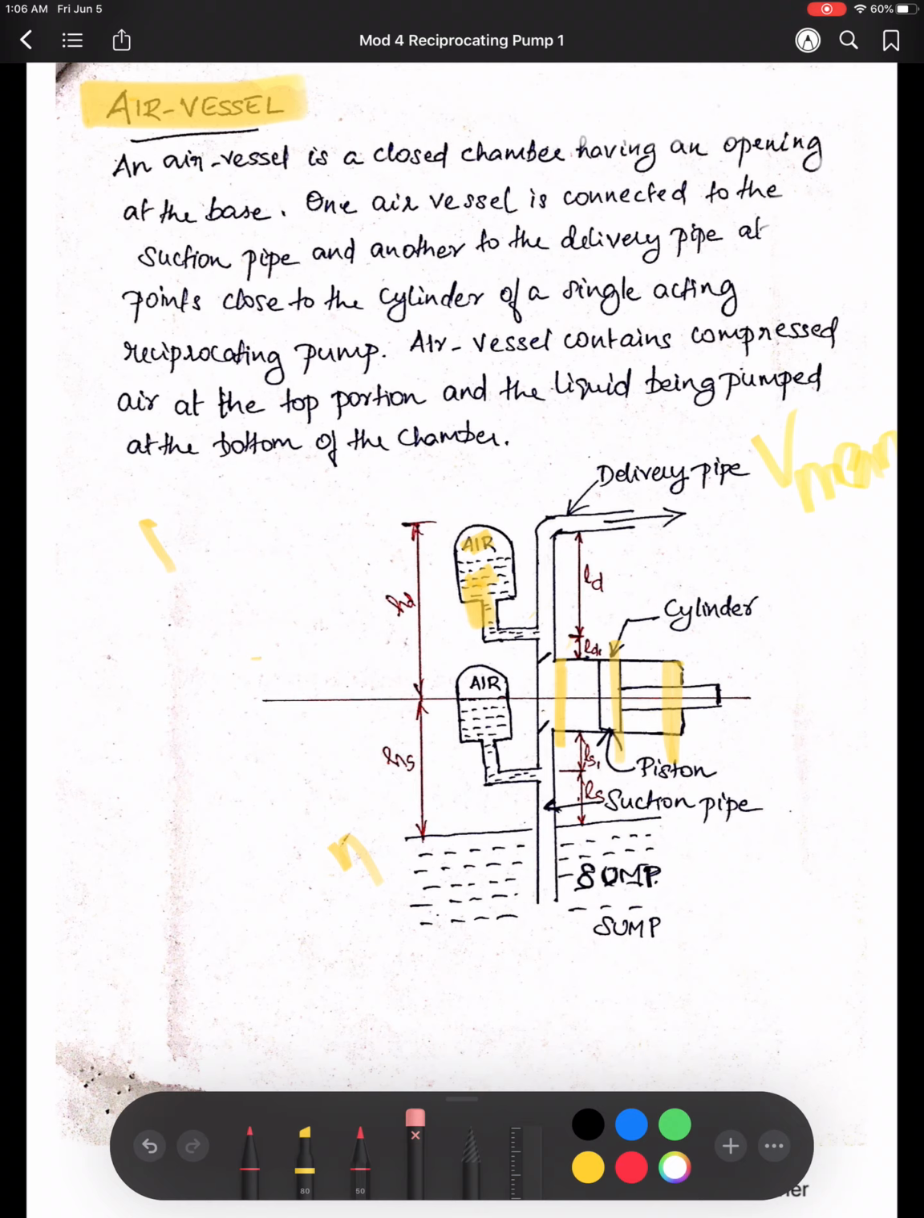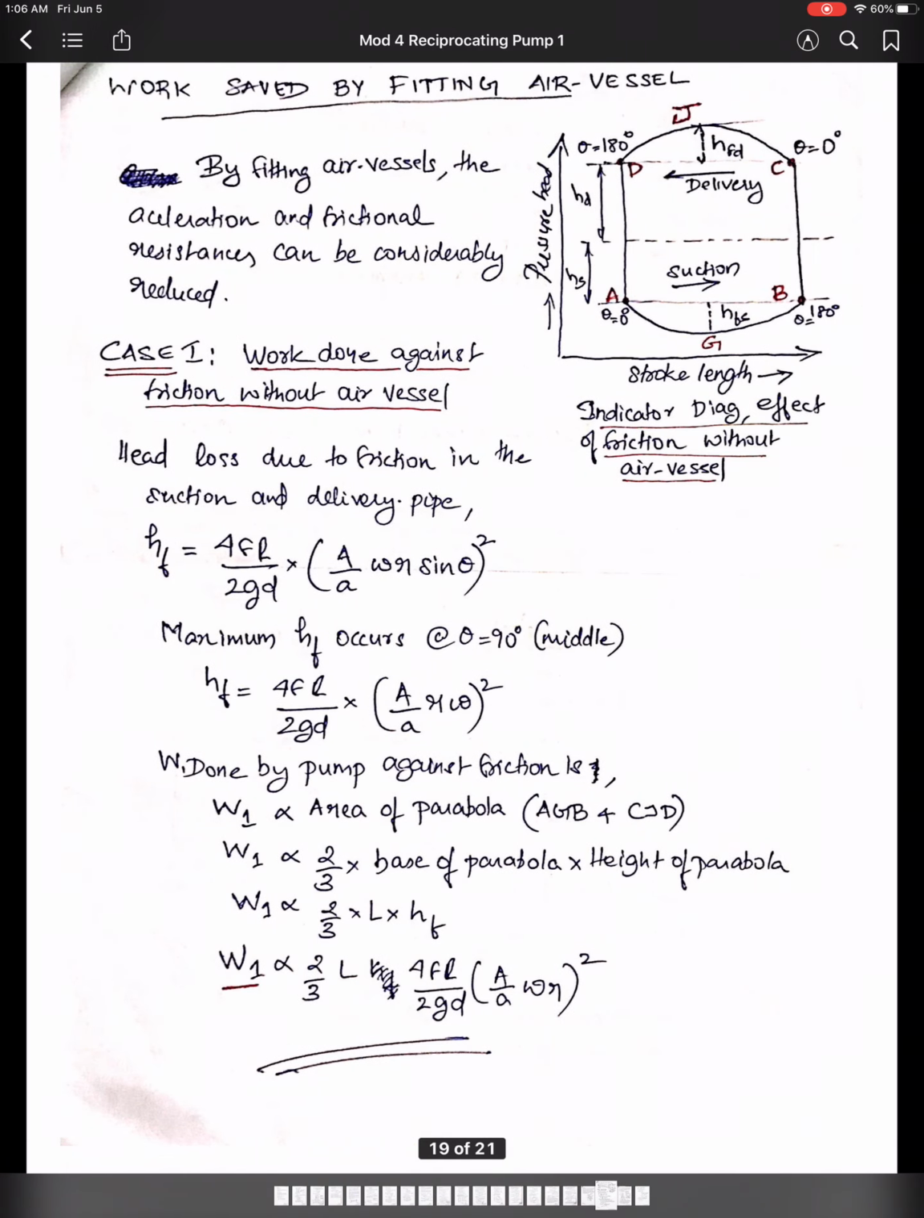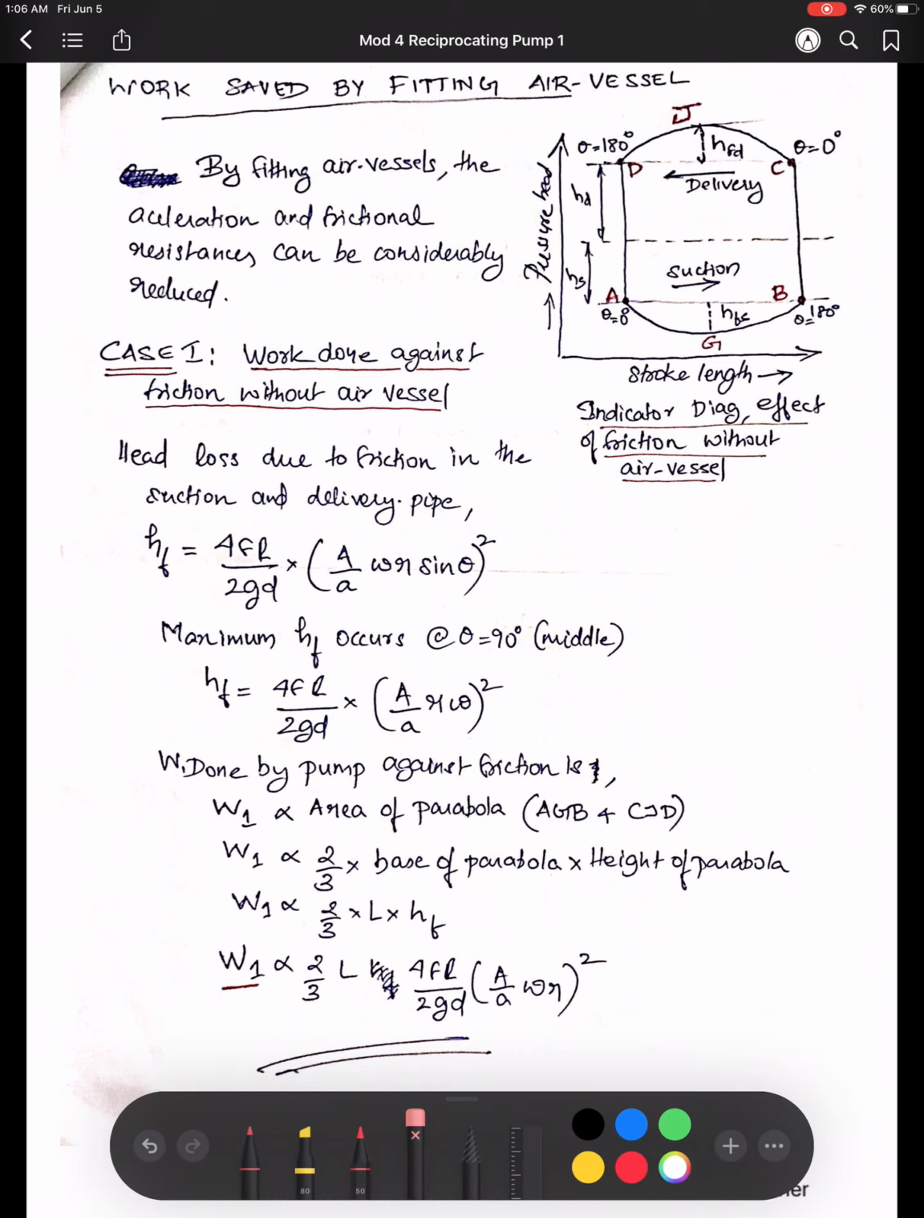So a part of that discharge will be stored inside the air vessel, which will be used again in the next cycle, that is again in the first half of the suction stroke. So I hope you understood that. Same thing happens in the delivery pipe also. Now what we'll do is we'll find the work saved by fitting an air vessel onto a reciprocating pump.